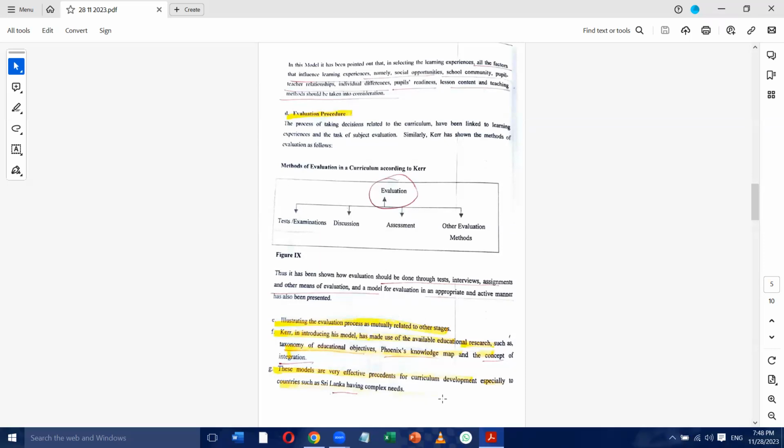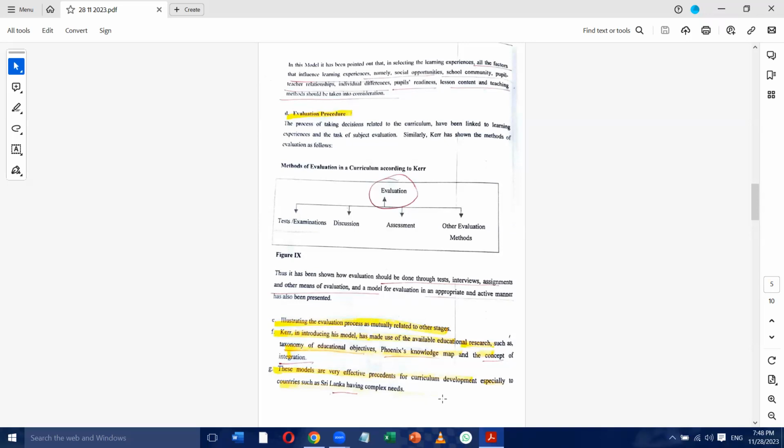So likewise, there are so many types of evaluation. So that can be done, right? Okay. So thus it has been shown how evaluation should be done through tests, interviews, assignments, and other means of evaluation. And a model for evaluation in an appropriate and active manner will be presented.